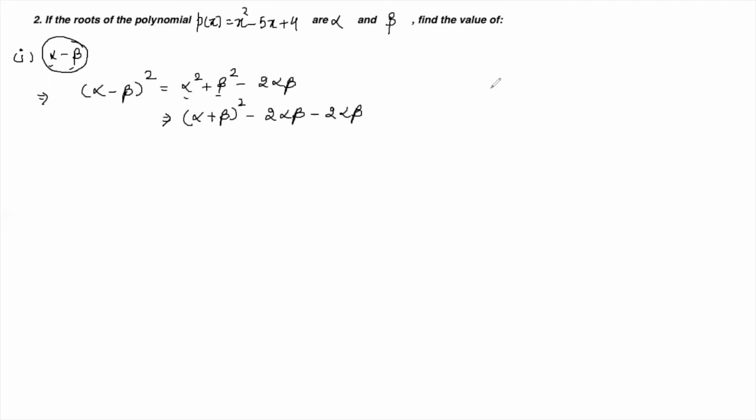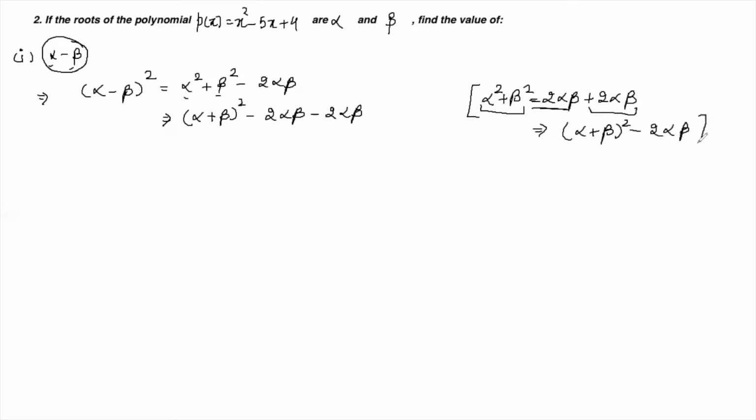Why? How can I do this? See, alpha squared plus beta squared. If I add and subtract 2 alpha beta, I'll get an identity, a squared plus b squared plus 2ab. So I can put it this way: alpha plus beta whole square, and the remaining part is minus 2 alpha beta. Fine. So therefore what I will get is minus 4 alpha beta.